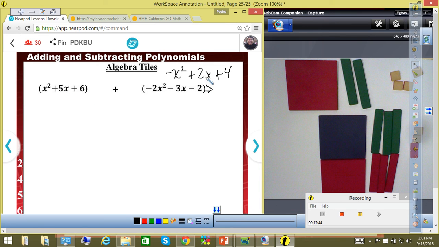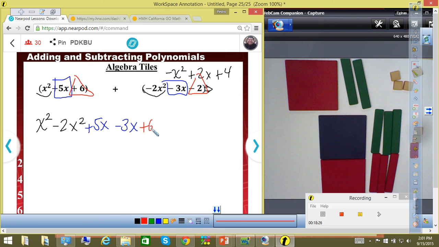Are we there? So now, let me show you how it works on paper. Check this out. On paper, what did we do on this side? We placed all the big squares together, didn't we? So I'm going to write this big square and these 2 big squares together. See how that worked? Next, I got all the rectangles together. So this one and this one together. So I'm going to write plus 5x and negative 3x. Then at the end, I got the little ones, this one and this one together. So I'm going to write plus 6 minus 2.